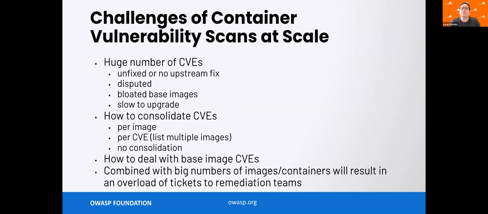So all those challenges here, if we combine this with a big number of images and containers that are usually running in enterprises today, so the enterprises today are deploying more and more images and containers, and this will become a challenge in terms of scale, and it can generate an overload in terms of events or tickets that are being sent to remediation teams. So the teams are getting too many events, too many tickets, and they have trouble dealing with that.